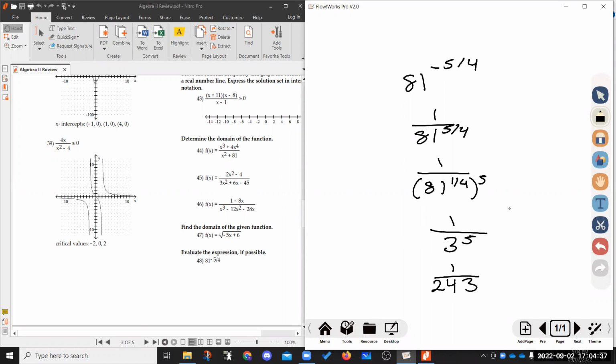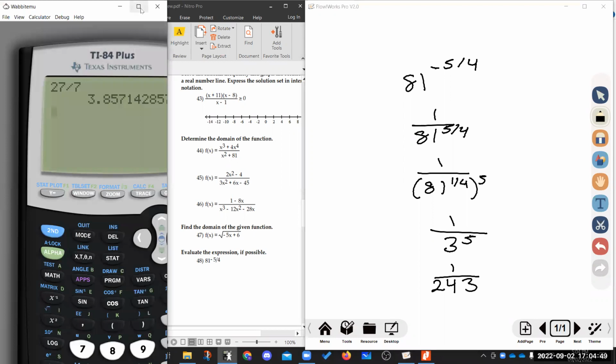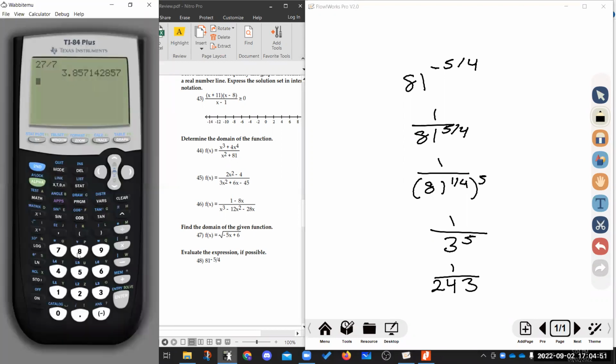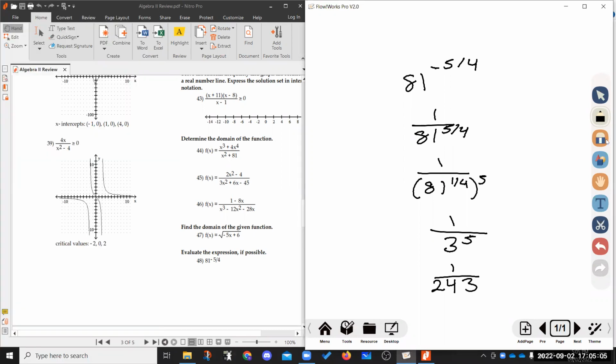So let's just verify that with the calculator. 81 to the 5/4 is 243, and it's a negative exponent, so it's 1 over that. There we go.